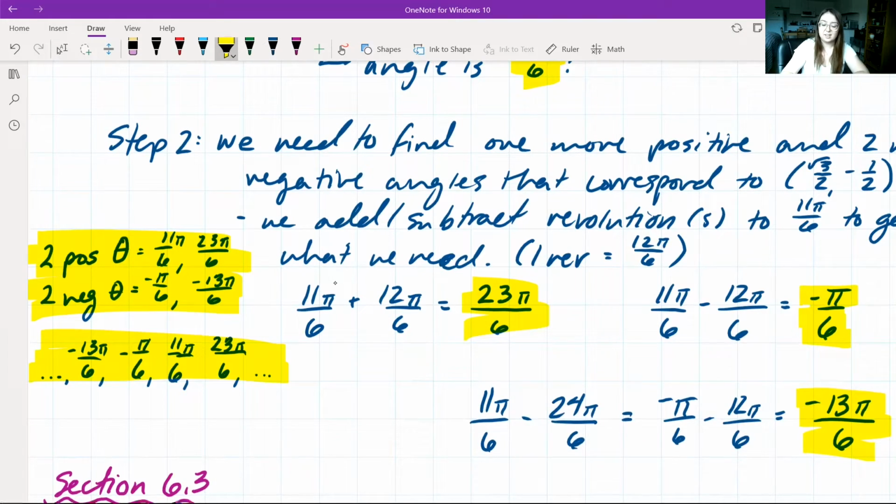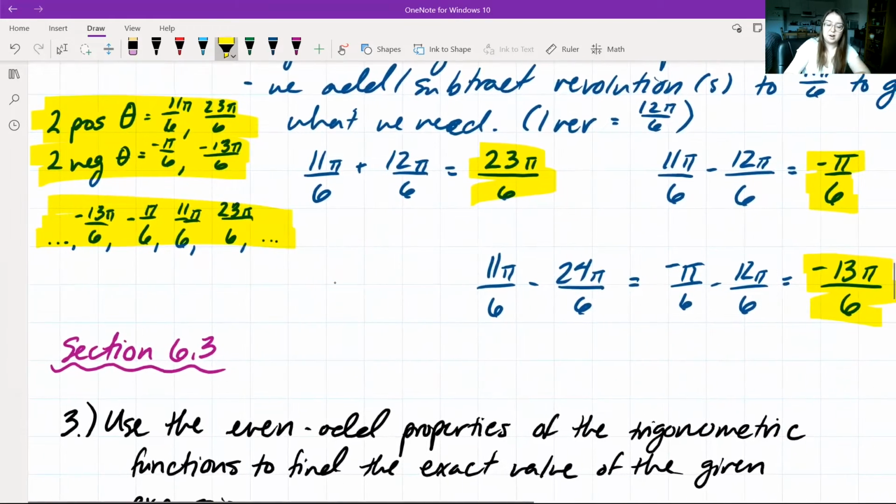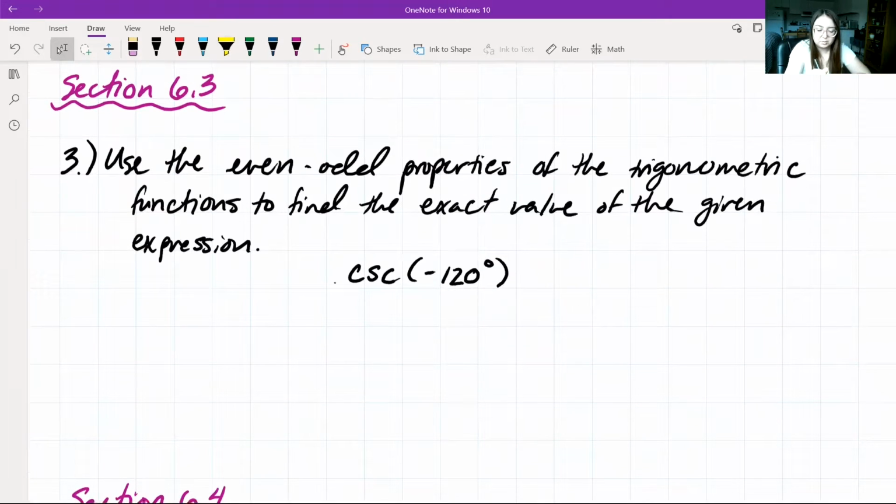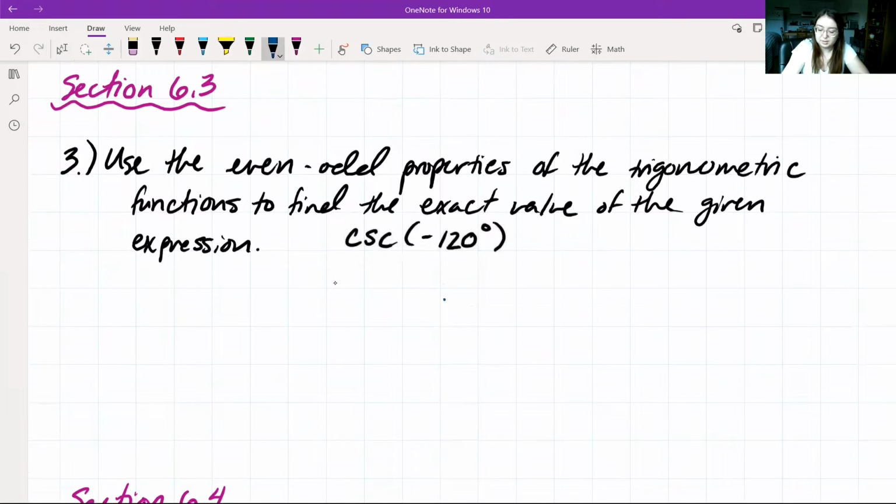So all right, that wraps up our problem 2. On to problem 3. We want to use the even-odd properties of the trigonometric functions to find the exact value of the given expression. We want to do this without using a calculator, so we're going to need to use our even-odd properties.